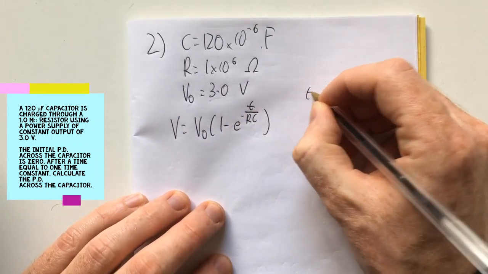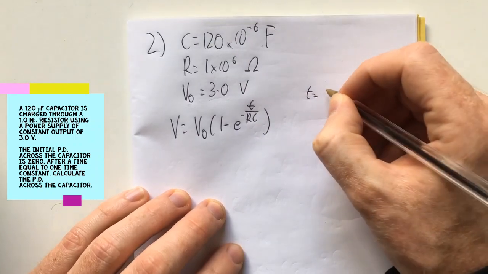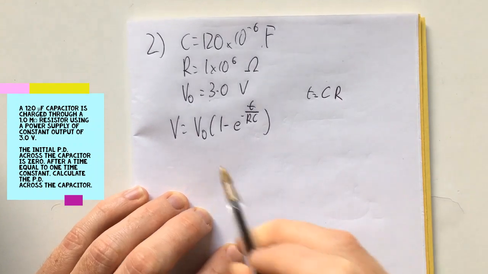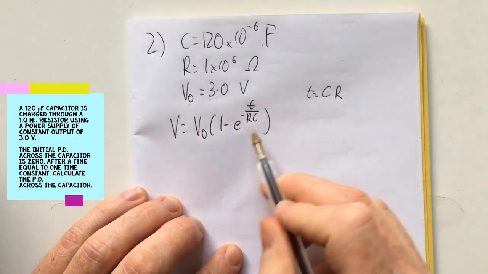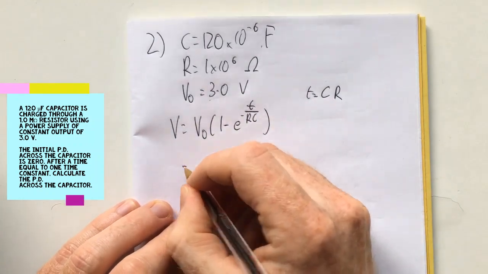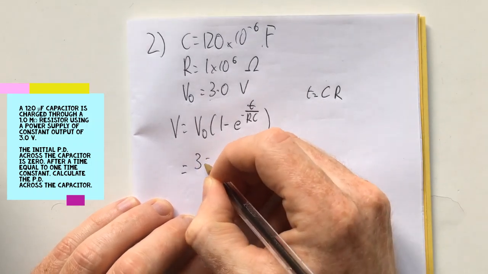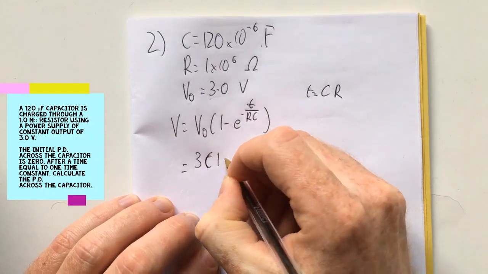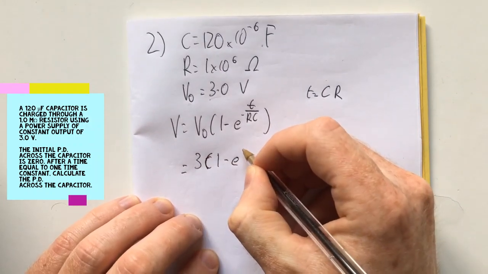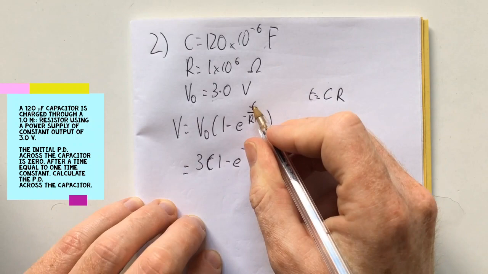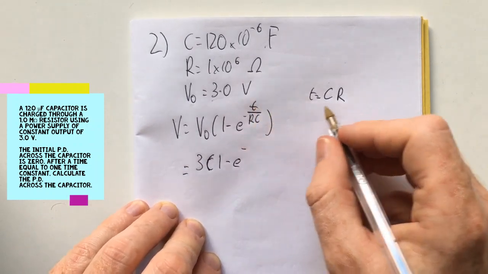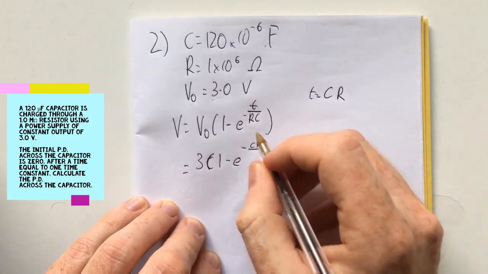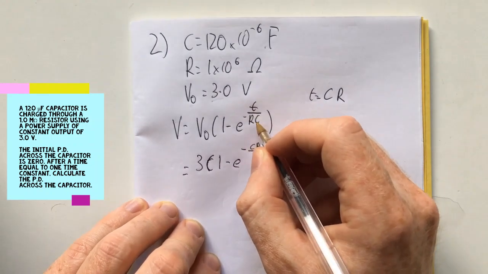It tells me the time is equal to 1 time constant, and the equation for time constant is CR. So that means T will equal CR. Now I'm going to substitute in everything I know into this equation, and I'm looking for V. So V0 is equal to 3, we'll just leave it as 3. Open brackets, 1 minus E to the power of minus T, but we said the time is equal to 1 time constant, which is CR. So T is going to be CR, and that is over CR or RC, same thing.